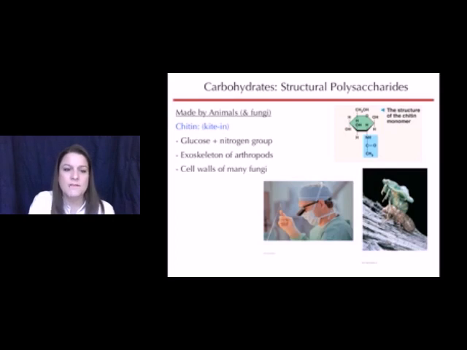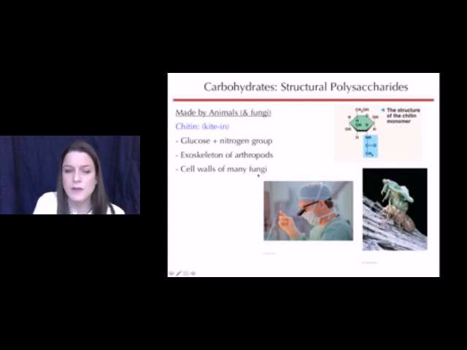It's also found in fungi and algae cell walls. So they also have cell walls. Plants are cellulose. Fungi and some algae can be chitin. And then also we use it in surgical thread. So some surgical thread's made of chitin, which is strong, but it dissolves in the body, and so then you don't have to take your stitches out.